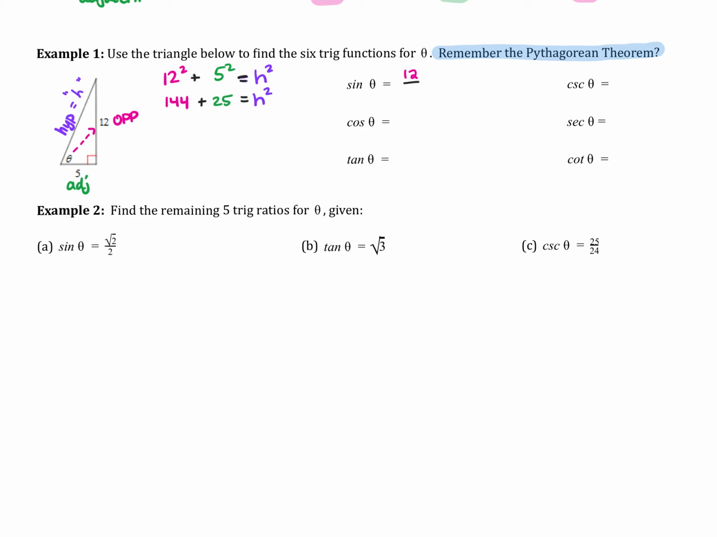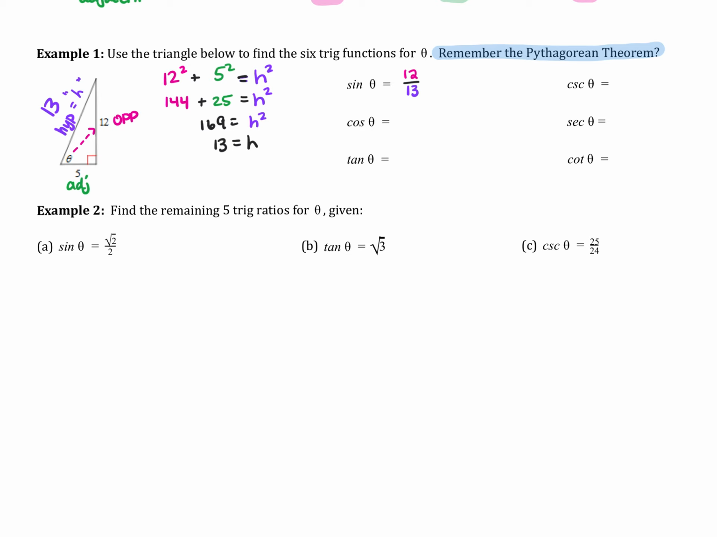And then continue to solve this, so I get 169 equals h squared, and then take the square root of both sides, and I get 13 equals h. So now I know what h is. H is 13. So if I go back to what I was doing just a moment ago, I want to write the ratio for sine. That's the opposite over the hypotenuse. So I have the opposite side already. I just need to write over hypotenuse.